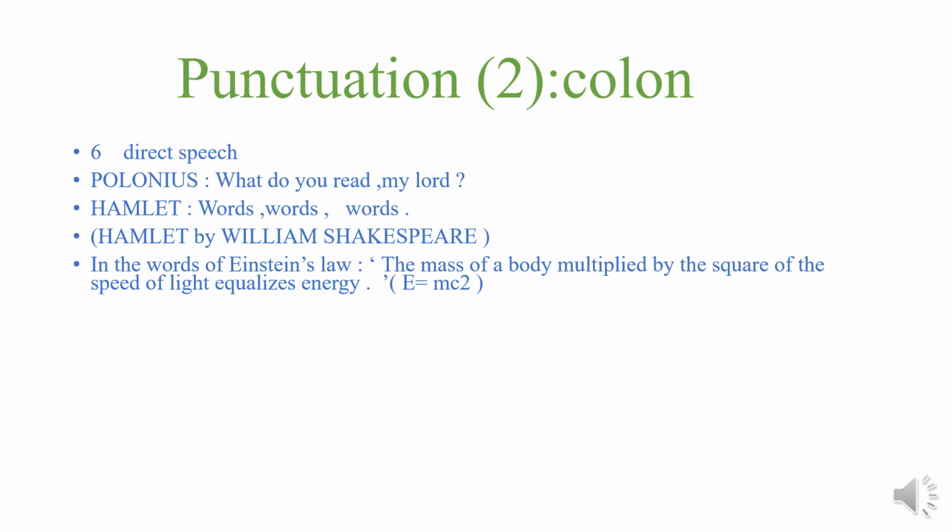In the words of Einstein's law: the mass of a body multiplied by the square of the speed of light equals E. Normally we know it as E equals mc squared.